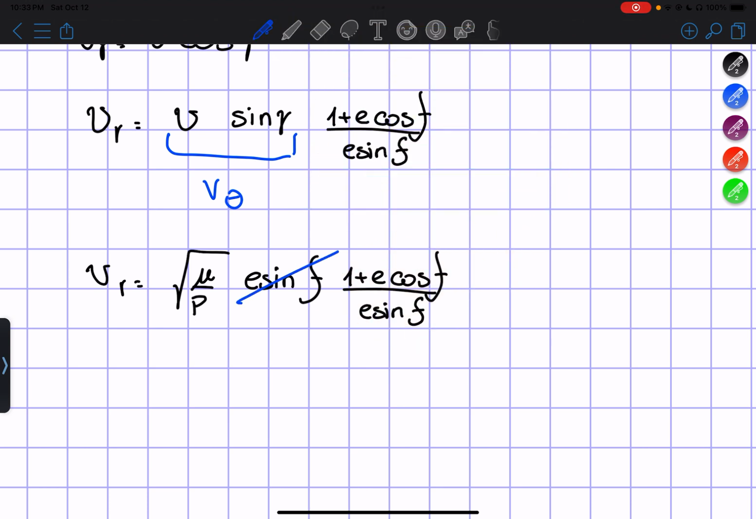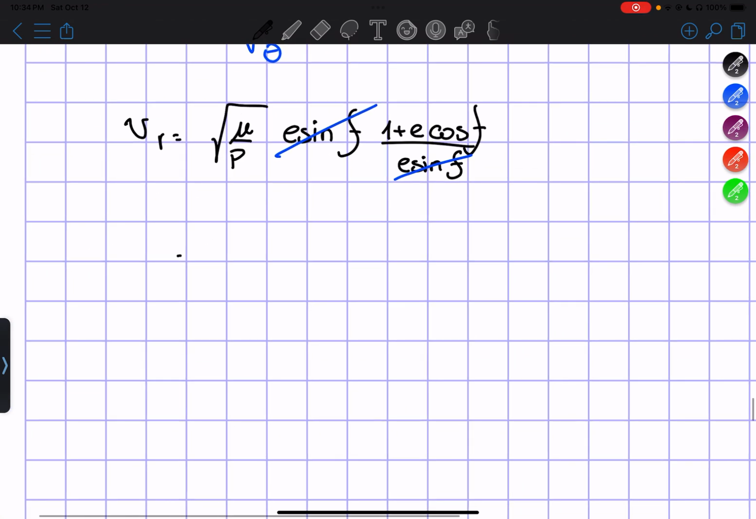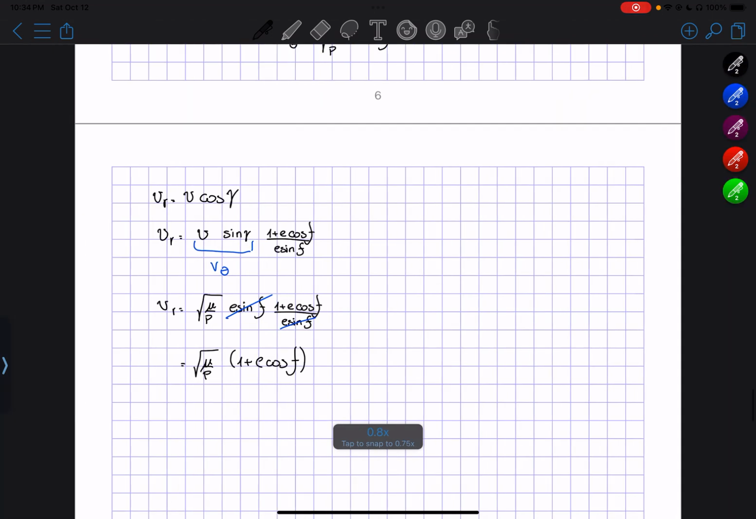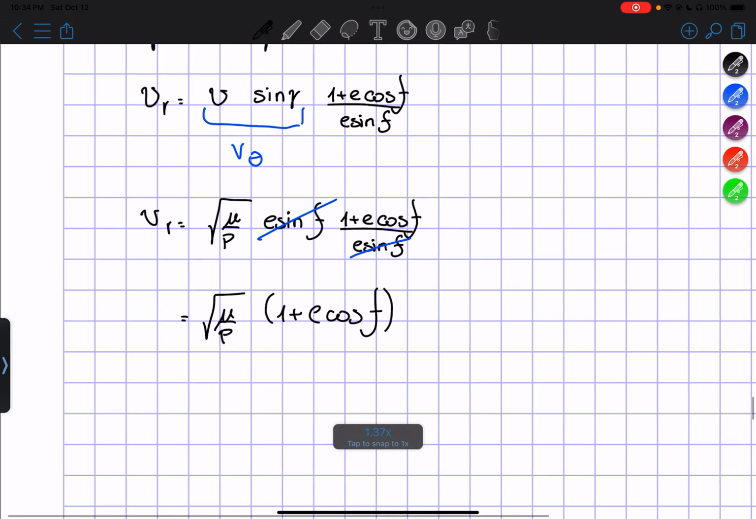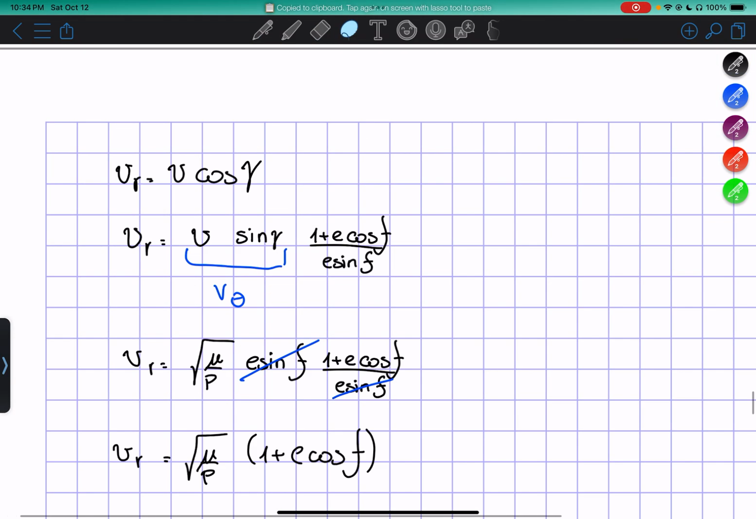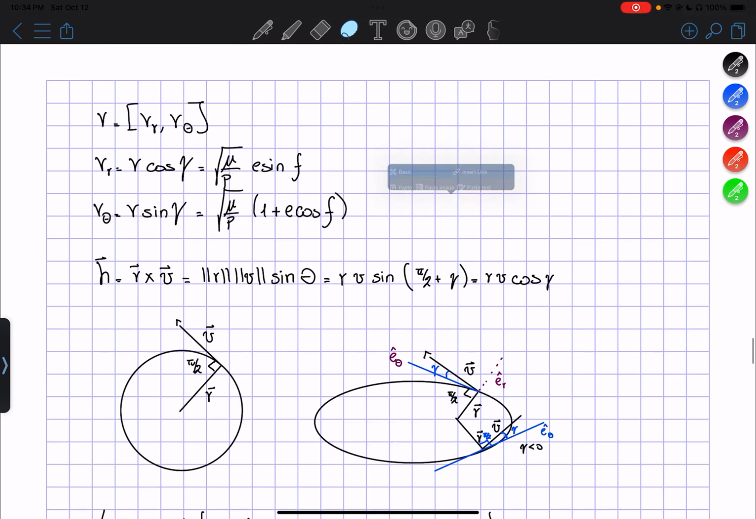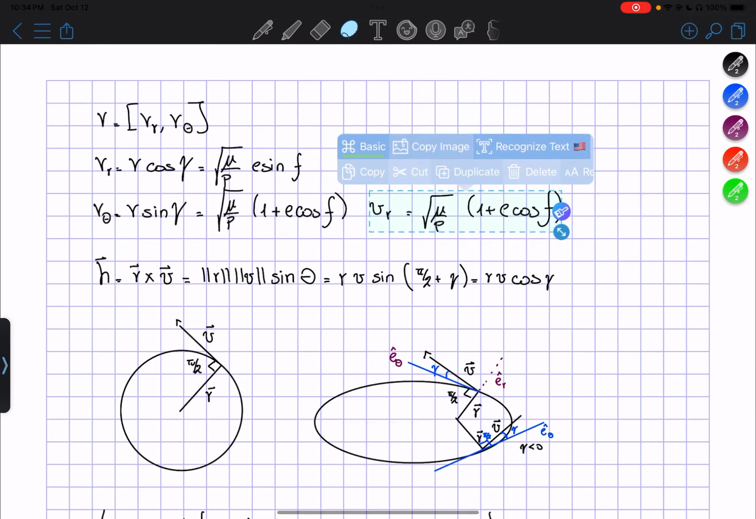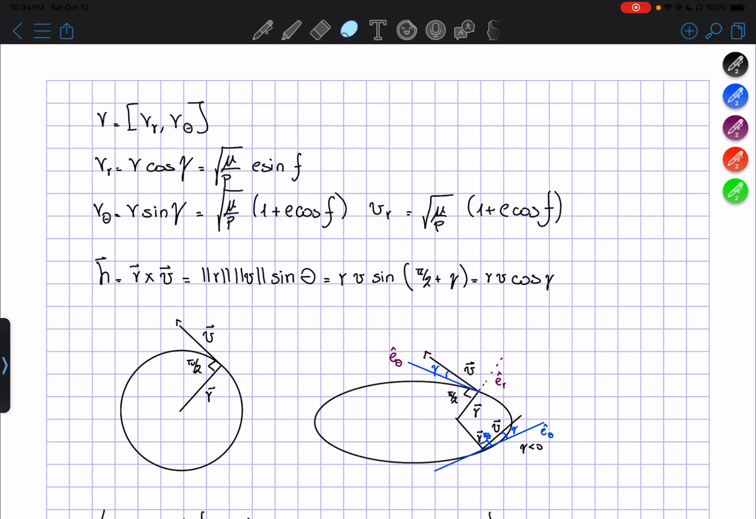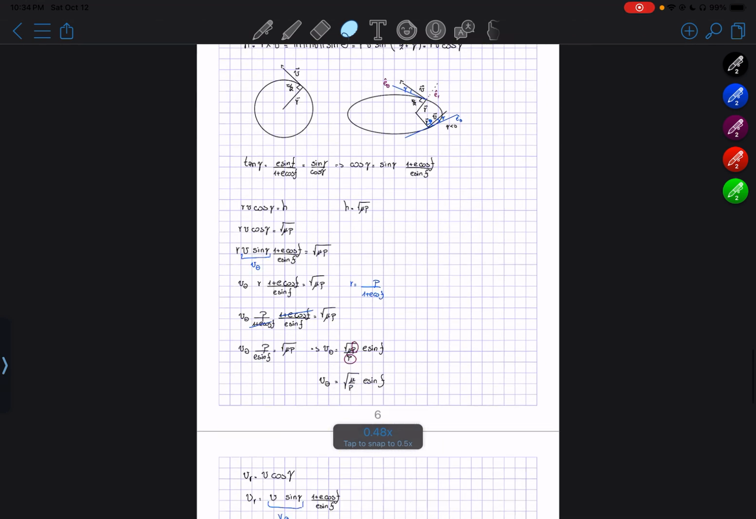So clearly these two cancel out, and we end up left with square root of mu over p times 1 plus e cosine of f. Let's check if both of them make sense with what we wanted to prove. So this is my VR. Let me copy it and see if that's what I thought I wanted to prove. Oh, did I write them in the opposite way? No, wait, did I cancel out the wrong thing?